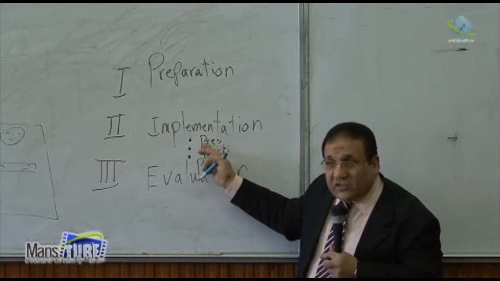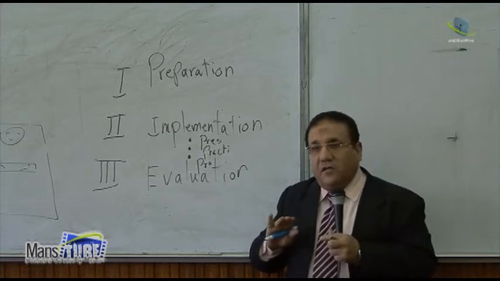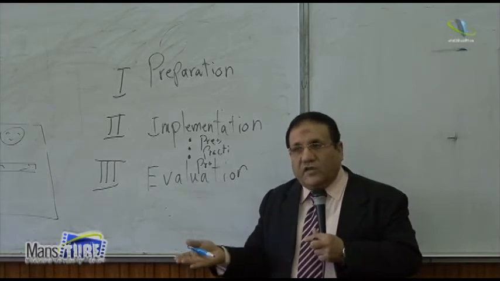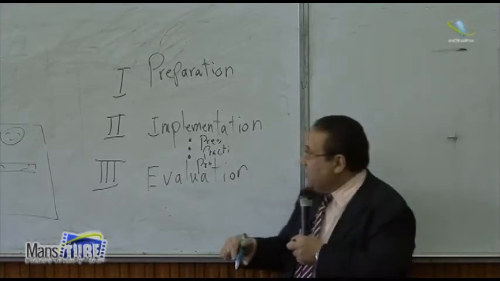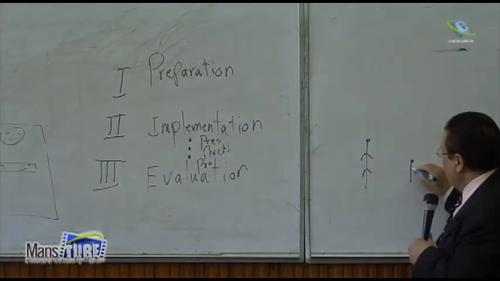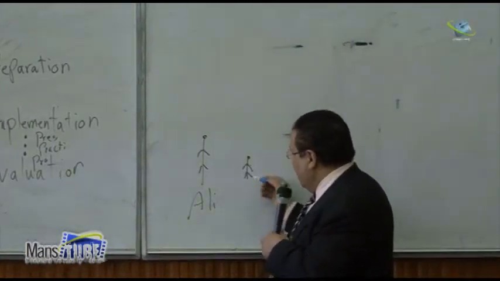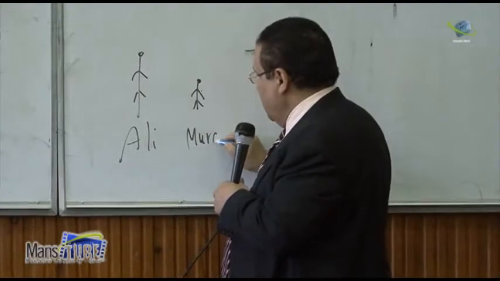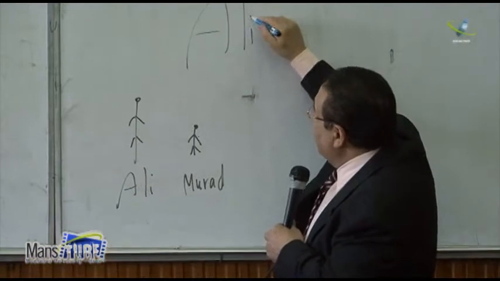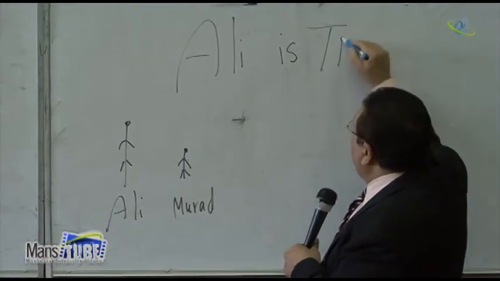After we introduce the structure, the form of the structure, we explain its what? Meaning. Through examples, for example, as I told you before, if I'm introducing the comparative, I just draw 2 figures, one short and one tall, and I say Ali and, for example, Murad. And I write the structure, and I say Ali is, and I write taller. I can do this.